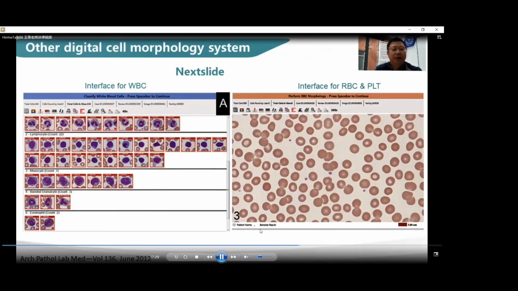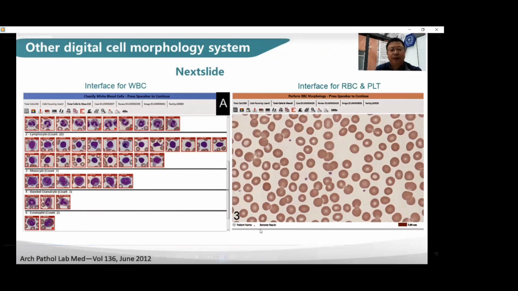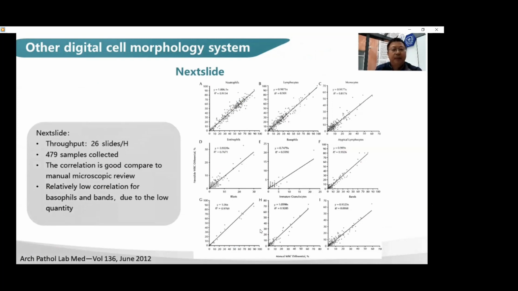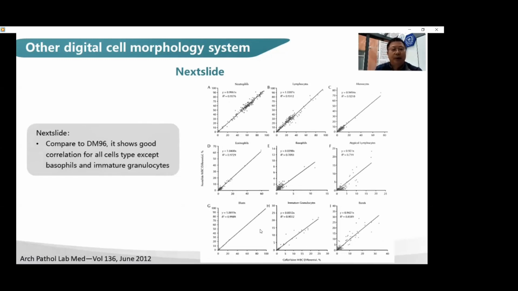Let's also take a look at other digital cell morphology systems, including the interface for WBC and also the interface for RBC and PLT. For the next slide, it also has a good throughput. It can reach 26 slides per hour, and also we collected 4,479 samples. The correlation is good compared to manual microscopic review, and it is relatively low for basophils and bands due to the low quantity. And let's also take a look at the next slide.